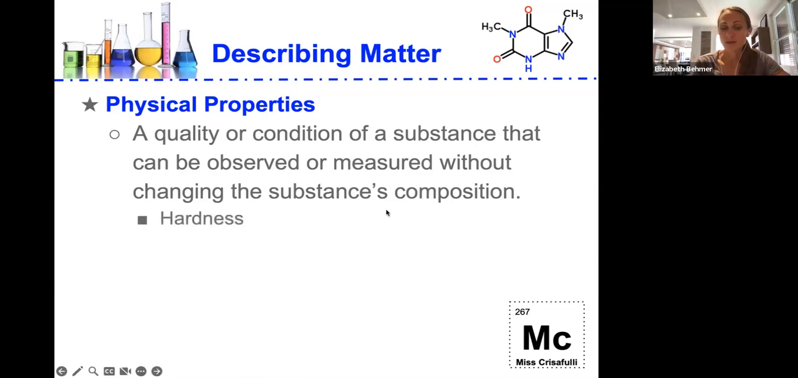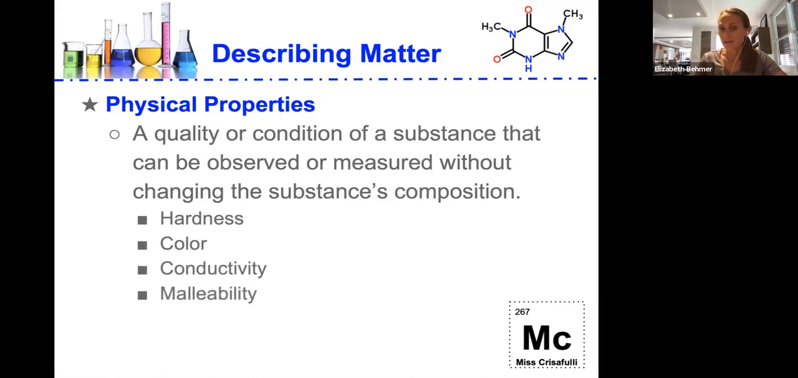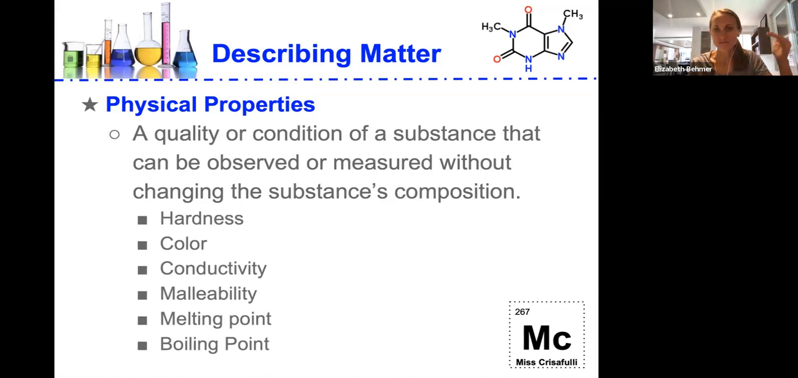For example, how hard something is, the color of something, the conductivity, meaning can it conduct electricity, the malleability, meaning can it bend, or the melting point or boiling point. These are all examples of physical properties of matter. These are all qualities or conditions of a substance that can be observed or measured without changing anything about the substance's composition. Understanding those physical properties is really important in this section.